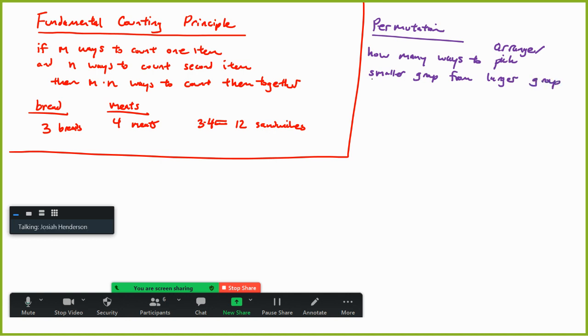In our formula, the smaller group is R and the larger group is N. And here's the formula. So N pick R, N permutation R, is N factorial over N minus R factorial. And let me add to our notes here. Order does matter for the permutations.